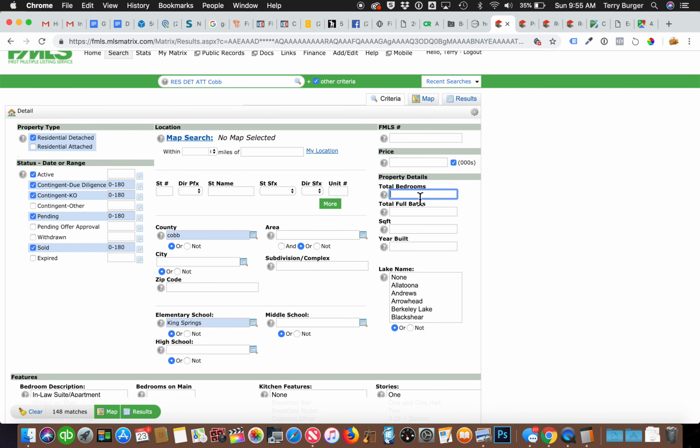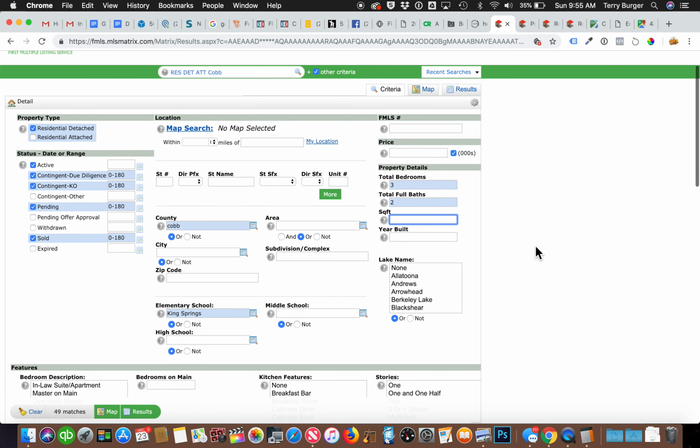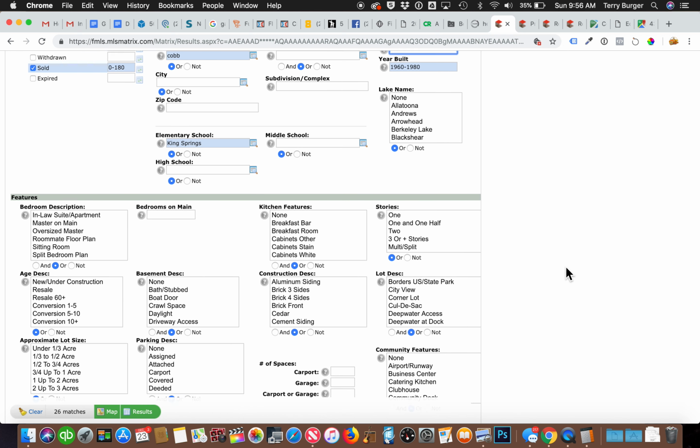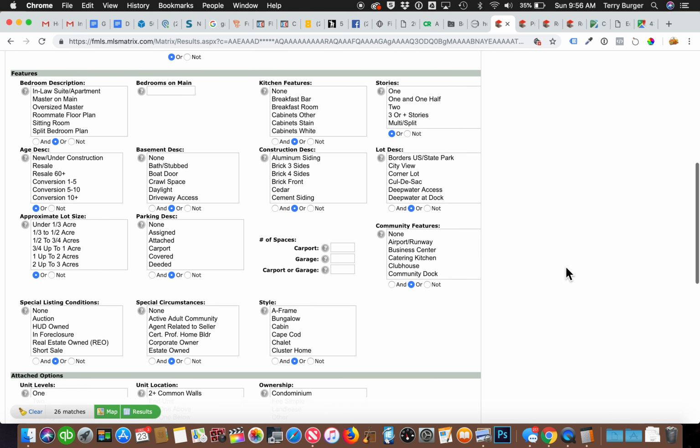I don't want to look at all those. But we know our comp is a 3-bedroom, 2-bath, right? So that narrowed it down to 49 over here. And we know it was built in like 1975 or whenever it was built. So I'm just going to punch in 1960 to 1980. That's going to whittle it down to 26 matches. That might be enough for you to go in and do your analysis. But let's just keep going.